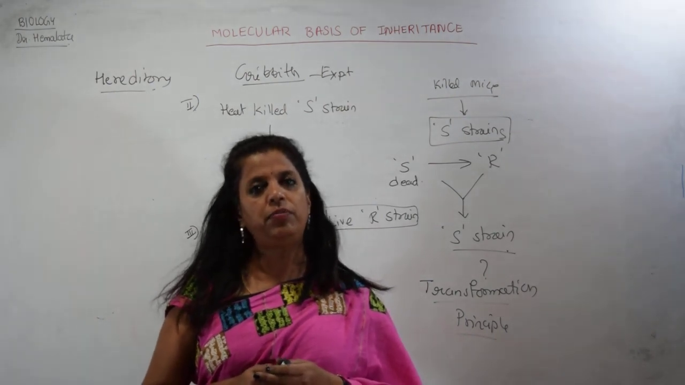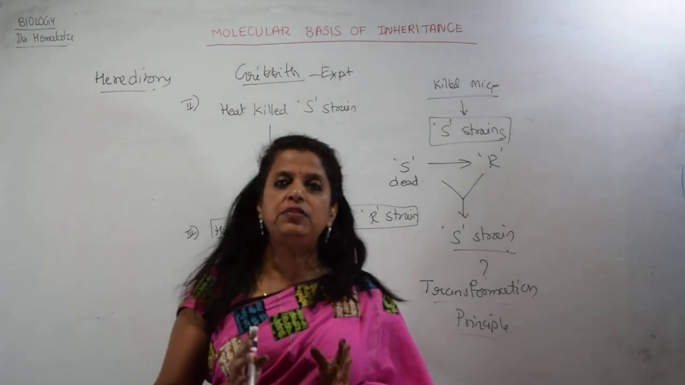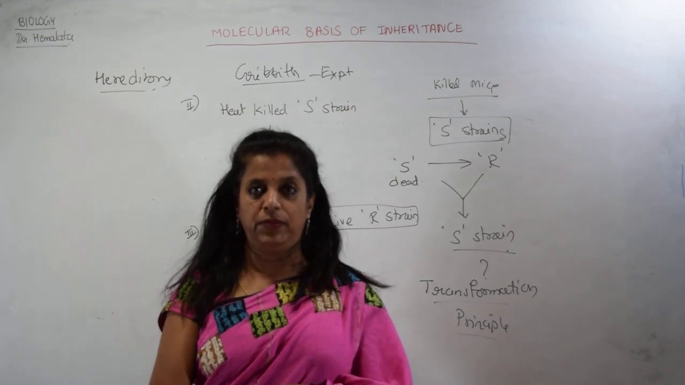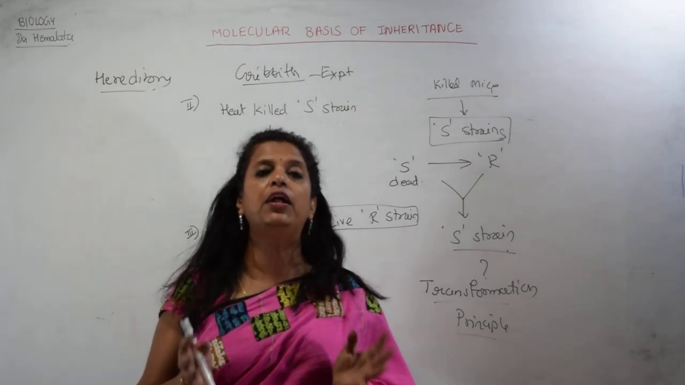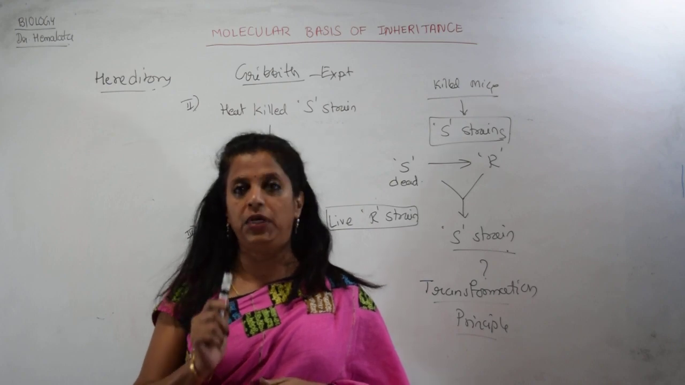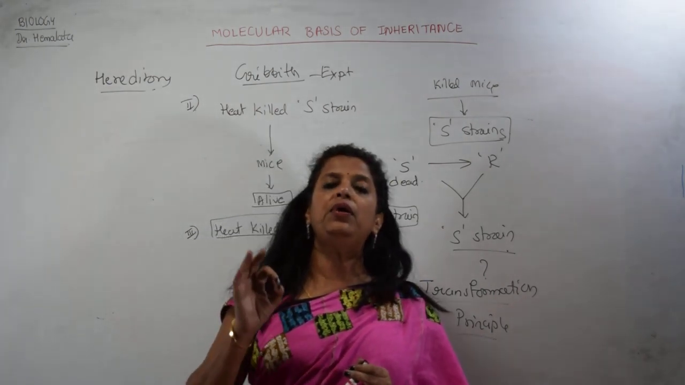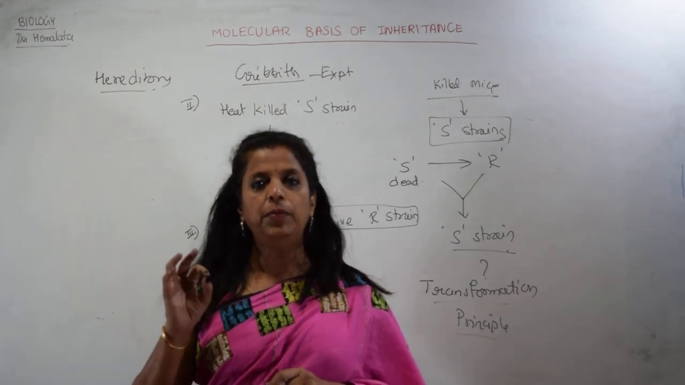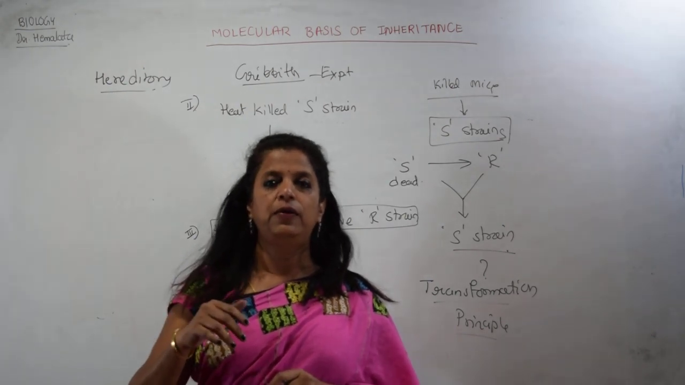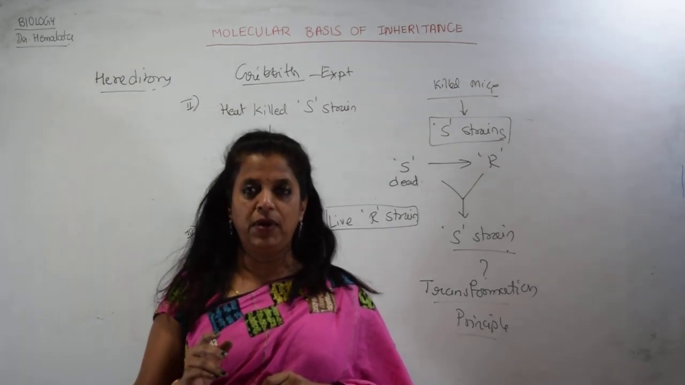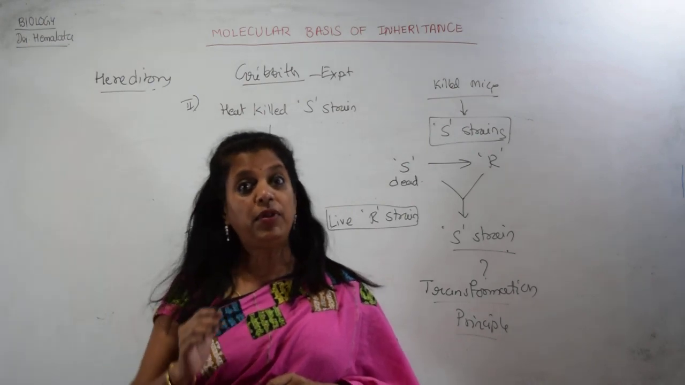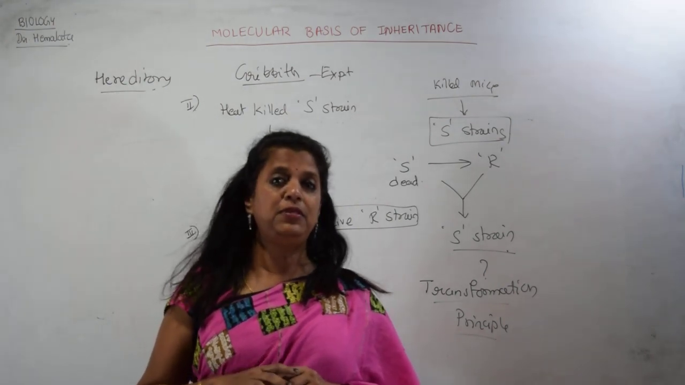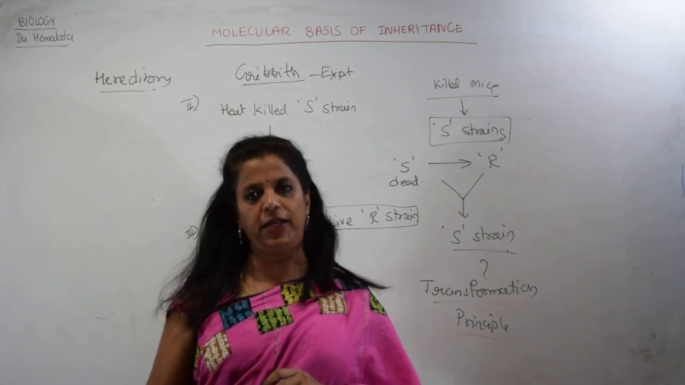The process of transformation is defined as the transfer of genetic material from one bacteria to another bacteria through the common media where they exist together. This is called transformation. So he said there is something which is transferred, which can be named the transformation principle. This has transferred and converted the live R strain into live S strain, from the dead S strain. It was called the transformation principle. This is the first basic thing that Griffith explained.